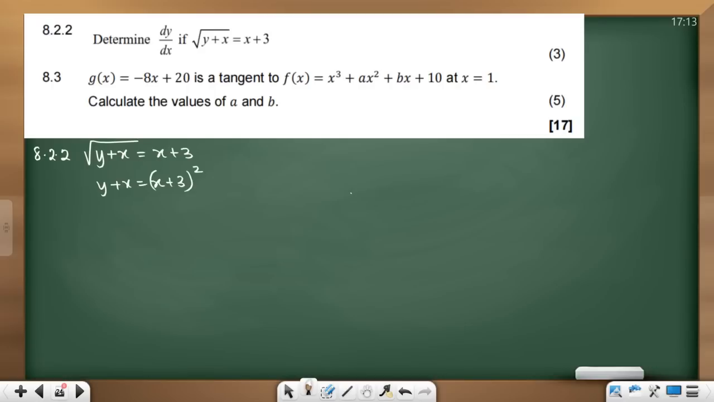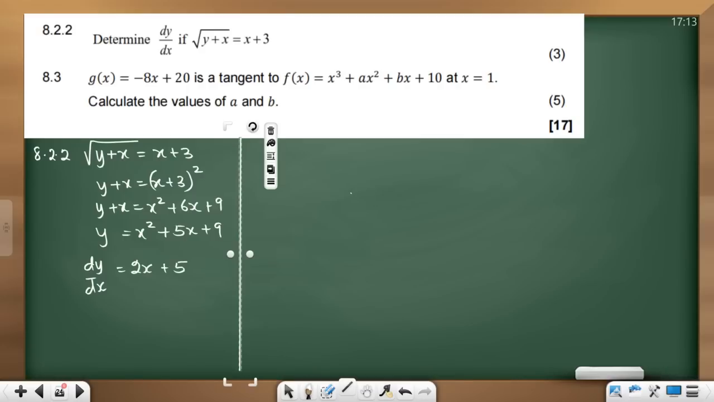Going back to thirds. Please, I'm begging you, do not distribute, you FOIL. Plus 6x plus 9. If I move the y over, what am I going to get? x over, rather. 6 minus 1 would give me 5. Now, what is dy/dx? 2x plus 5. Done there.